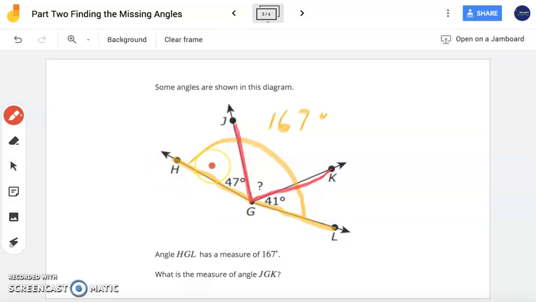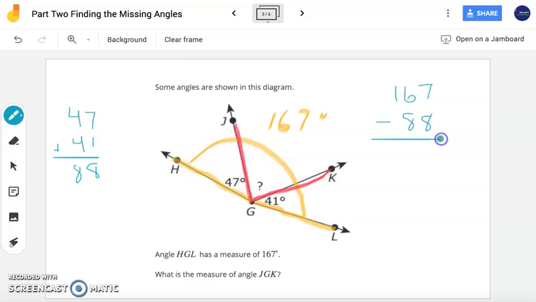But notice here we have three angles that create an angle measurement of 167 degrees. We do have two parts. We have 47 and we have 41 degrees. So I'm going to first add these two parts together. And that's going to give me 88 degrees. But notice we still need to find that missing piece that's going to create the full angle of 167 degrees. So now I'm going to take this into a second part. I have 167 degrees as my total, and I'm going to take away 88 degrees.